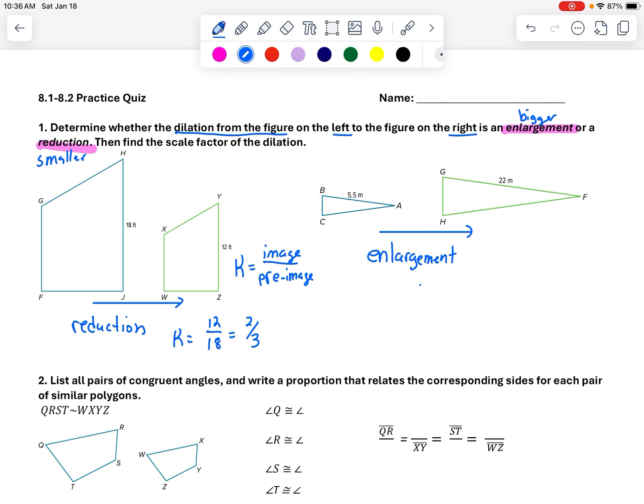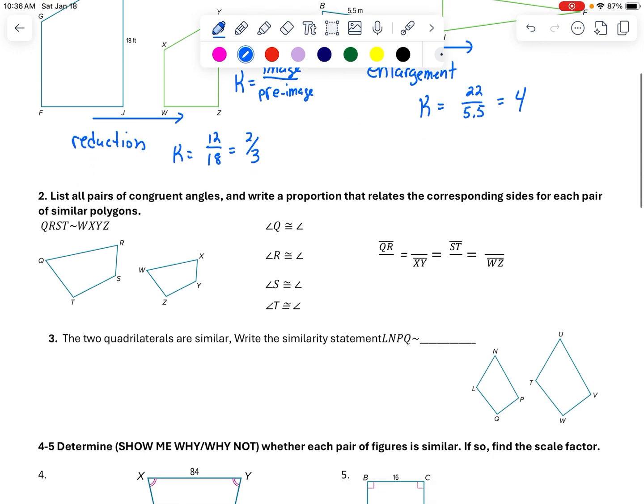With that enlargement, to find my scale factor, I ended with 22. I began with 5.5, so that means we divide that out, and that turns into a 4. So my scale factor is 4. Again, meeting what we thought it would be, a scale factor greater than 1 causes the enlargement. Next, we move into quadrilateral similar figures.